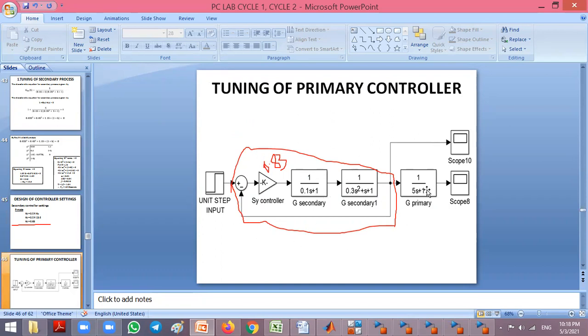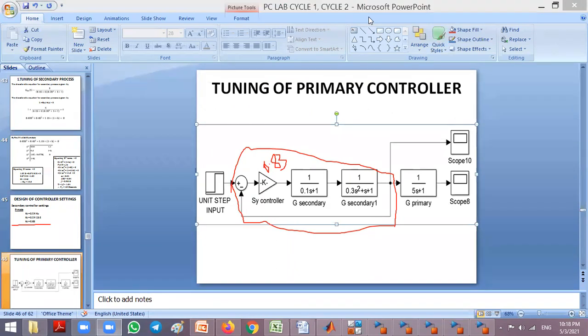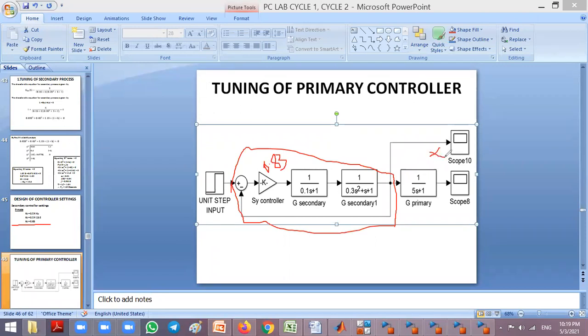Now I am adding the output of the secondary. I am not giving it directly to the scope. It is getting connected to the primary, and the primary output is given to the scope. This scope is not needed here, you forget about this scope. Only this scope is needed.